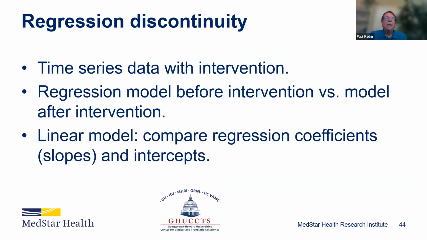Okay, and then the final topic I want to talk about is regression discontinuity. Basically, this is looking at data that's collected over a period of time with an intervention occurring at some point in time. What we're going to do is develop a regression model before the intervention and a model after the intervention and compare the two regressions to see whether they're the same. Now, if both pre and post are linear, then it's really easy, because all we have to do is use a t-test to compare the slopes or the regression coefficients and the intercepts.